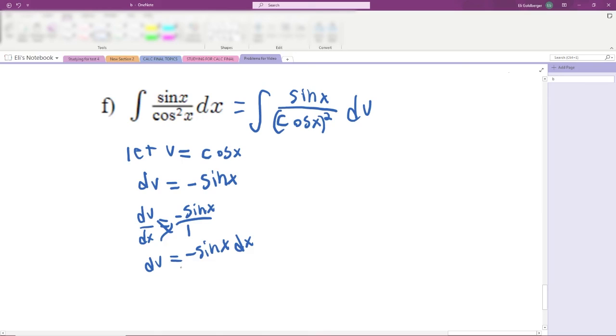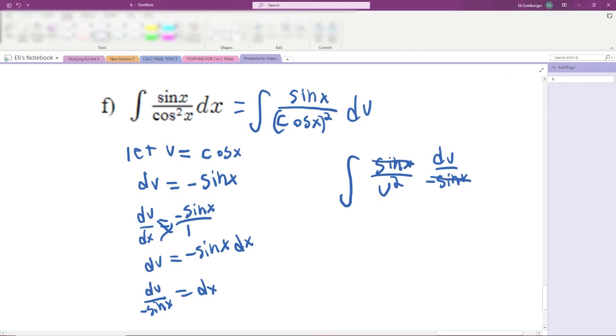That's how I got that. Then you divide both sides by negative sine of x. Get du over negative sine of x equals dx. Sorry for my slanted writing. So now, when we plug that back in, we have sine of x over u squared multiplied by du over negative sine of x. And you can see we can cancel these sines out. We still have this negative, so let's move that negative out in front. So now we're left with negative integral of 1 over u squared du.